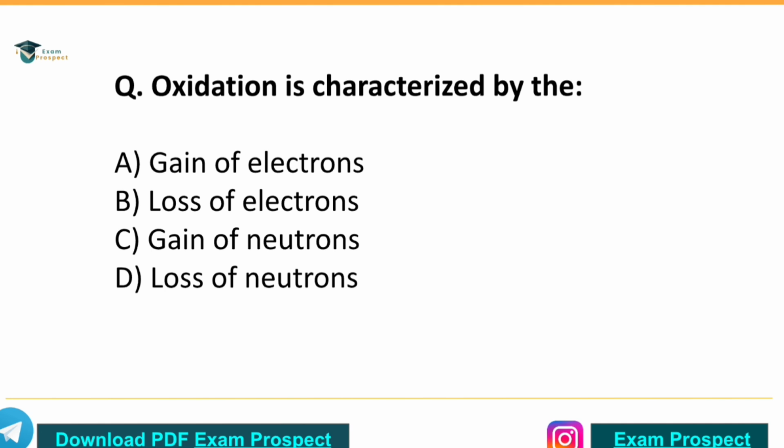Next question, oxidation is characterized by the? The correct answer is option B, loss of electrons. Here, in oxidation reactions, an atom or molecule loses electrons, increasing its oxidation state, and this loss of electrons is a key concept in understanding redox reactions where electrons are transferred between species.